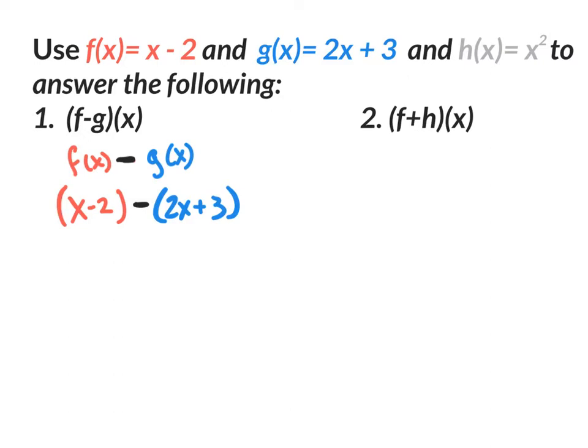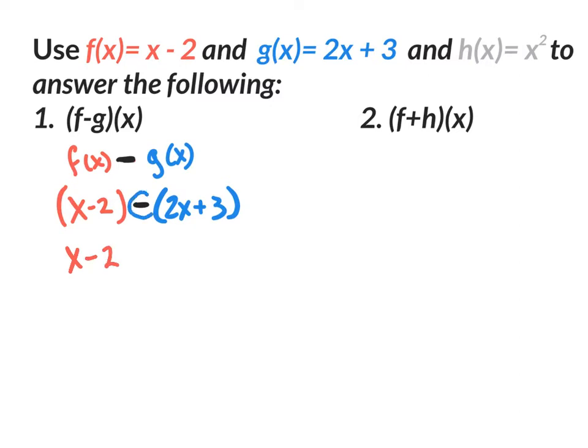Now, which parenthesis is not necessary? The red one or the blue one? Red one's not necessary because there's nothing to distribute out here, right? This blue one is necessary to remind you that you need to distribute that minus sign to both. So that first one, you don't even have to write the parentheses. You could just rewrite it x minus 2.